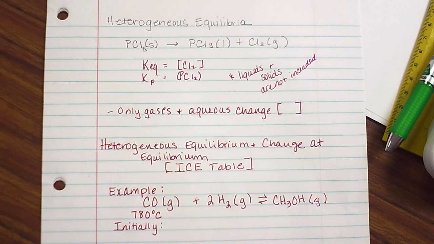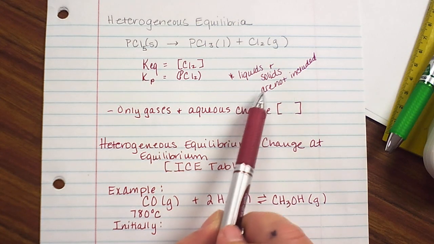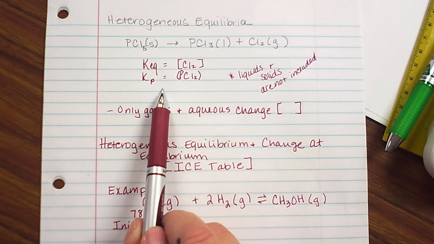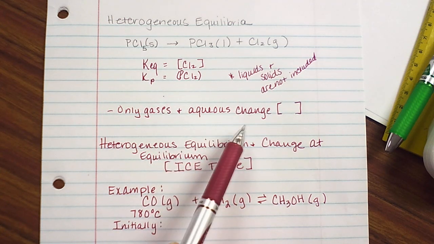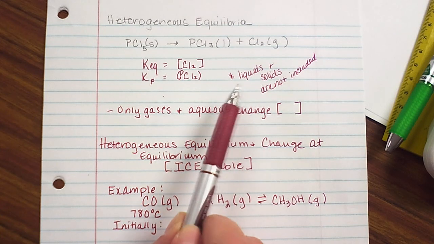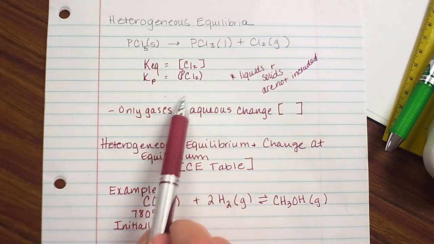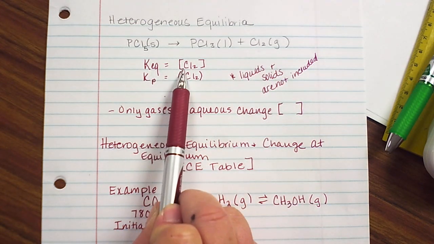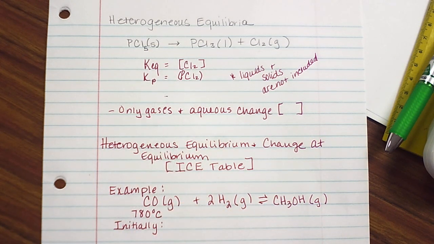Today we're doing heterogeneous equilibria, where we reviewed that only solids and liquids are not included in the KEQ and in the KP. The reason is that only gases and aqueous species change concentration. So therefore, we just plain don't include the PCl3 and the PCl5 in the KEQ. For this equation, for example, a KEQ would only include the concentration of the chlorine gas, and the KP would only include the pressure of the chlorine gas.